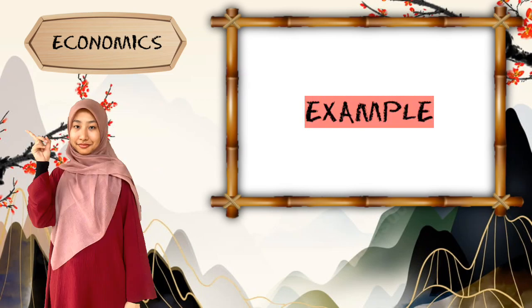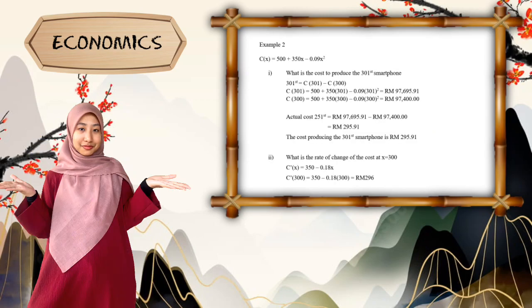I will be giving you a few examples to understand the application. Example 2. There is the function. Number 1 question is, what is the cost to produce the 31st smartphone? There is how to calculate, and the answer is Ringgit Malaysia 295 ringgit and 91 cent. Number 2 question is, what is the rate of change of the cost at x equal 300? And the answer is Ringgit Malaysia 296.